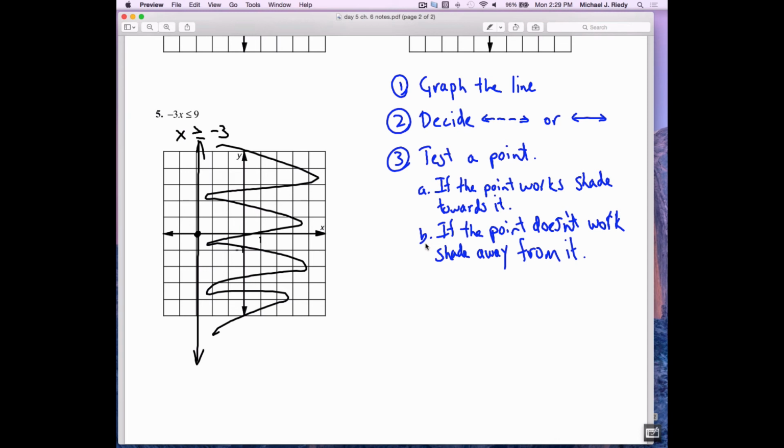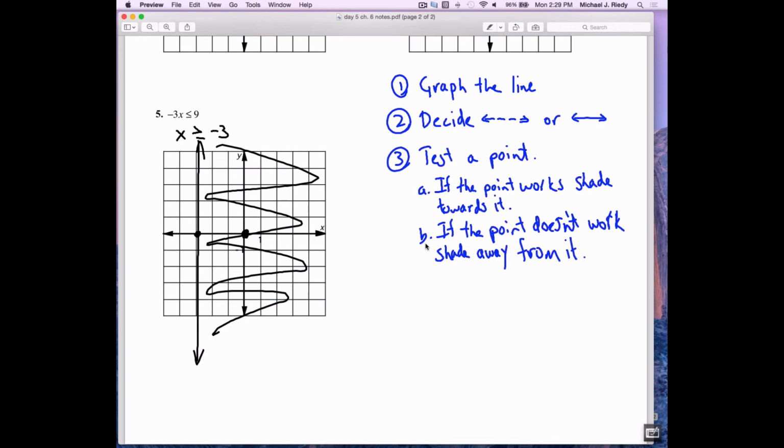But again, make your life easy. Pick something nice and simple. 0, 0, 1, 1, -1, -1, something like that. Plug and chug and test if it's true. So A and B are your two possibilities. If that point works, if it gets you a true statement, shade towards the point you tested. So we tested 0, 0 on this problem, and 0, 0 works, so I shaded on that side of the line. If the point doesn't work, gives you a false statement, then shade the other side, away from it.